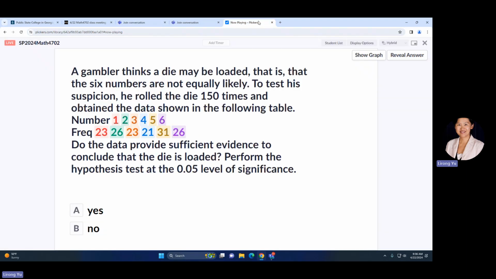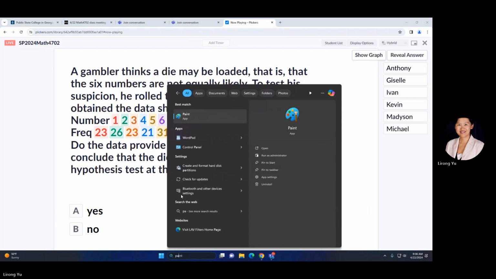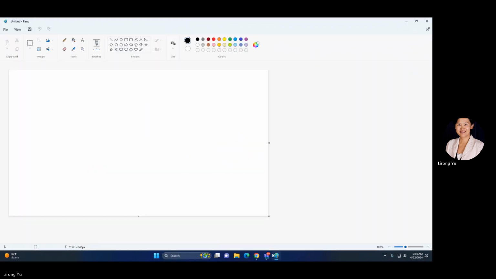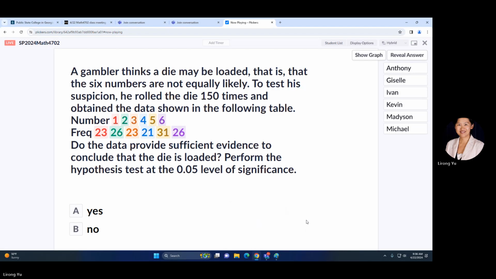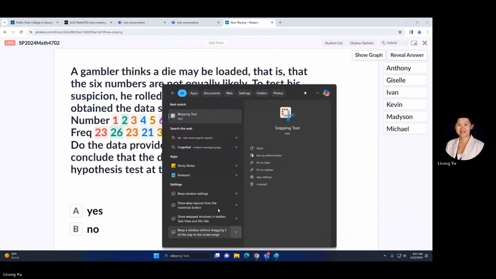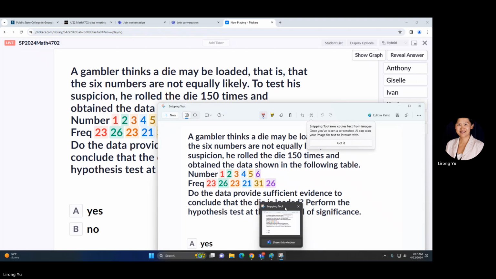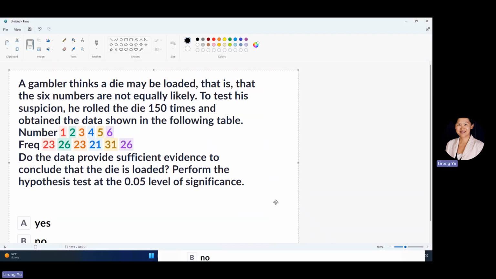All right, so for today's attendance question, we're doing a chi-square test to determine if the die is loaded. Were you able to calculate the chi-square?